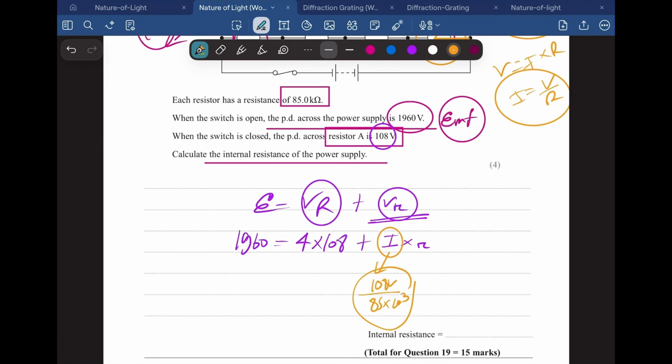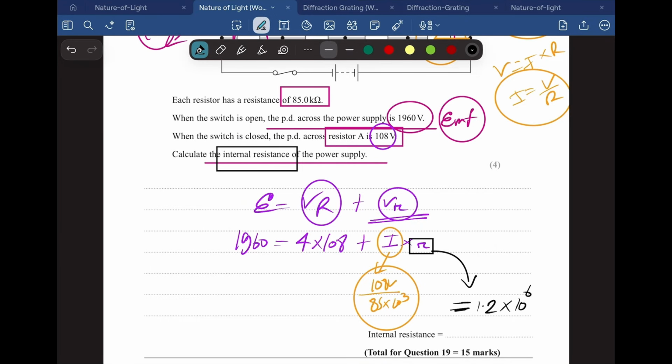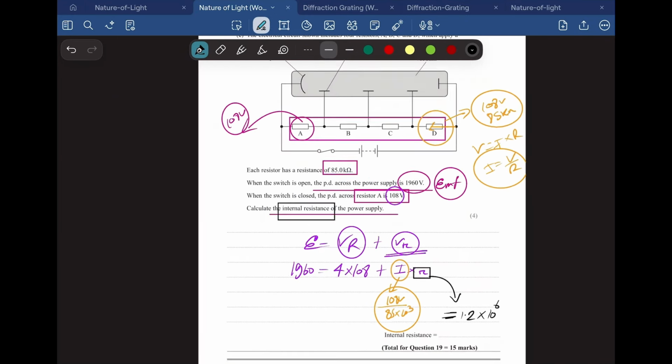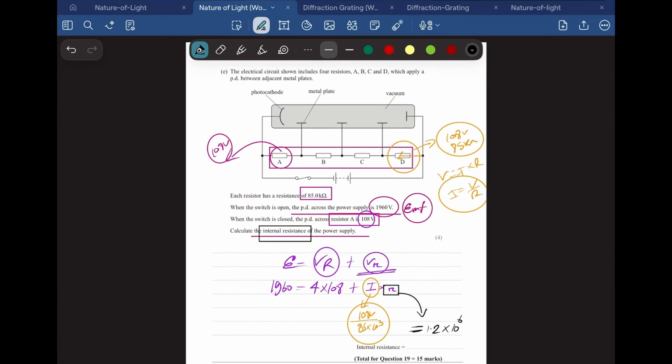So we write the current right here as well. And then you will have to just make the resistance the subject of the equation. If you make this resistance the subject of the equation, you will get the internal resistance value, which will be a value of 1.2 into 10 to the power 6. If you calculate by yourself, 1.2 into 10 to the power 6. So this is going to give us our final value. Hopefully you guys have understood it completely.